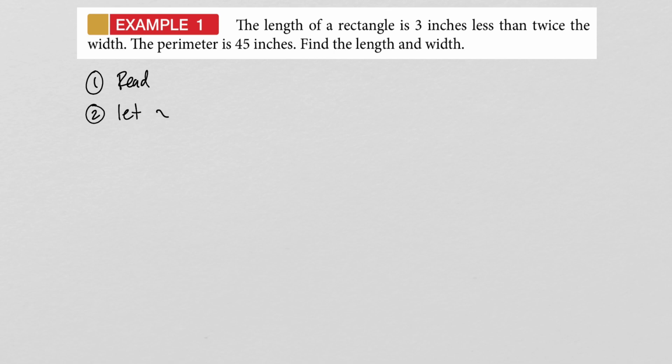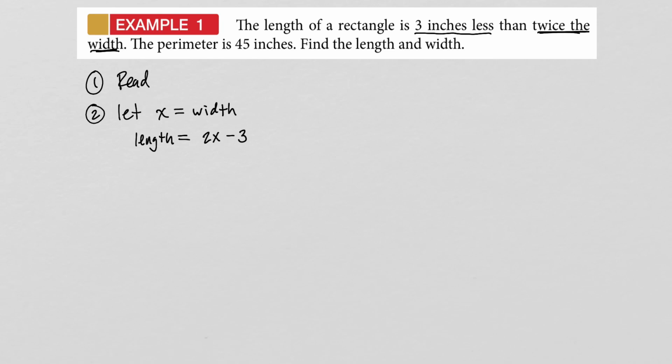I'm going to let x represent which one, the length or the width? Well, we're going to let it represent the width, all right? Because the length depends on the width. So if we know what the width is, we should know what the length is. So if x is equal to the width, then what is the length? Well, the length is 3 inches less than twice the width. Twice the width means 2 times the width. So that's going to be 2x. And then 3 inches less than that means we are going to subtract 3 from 2x.